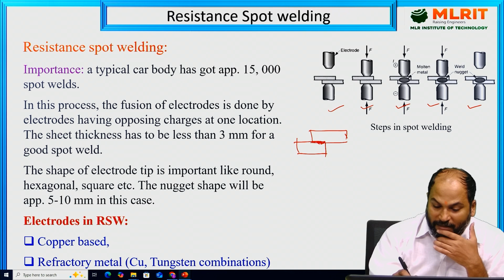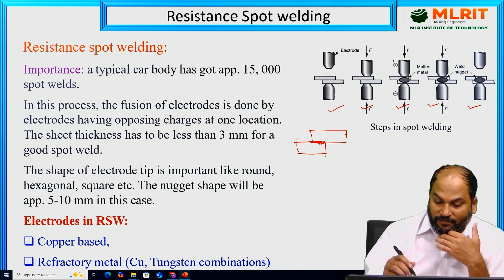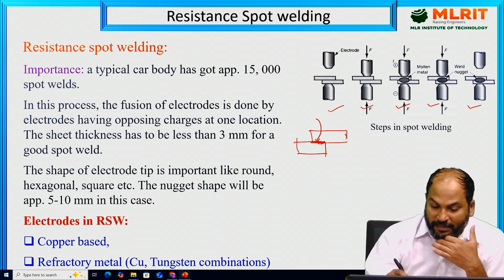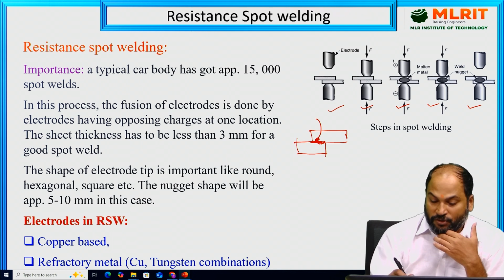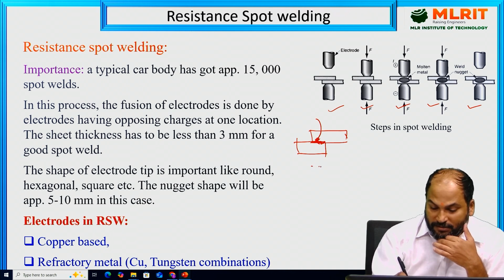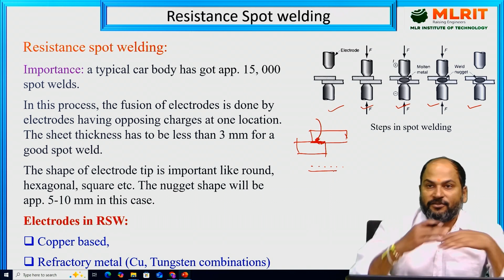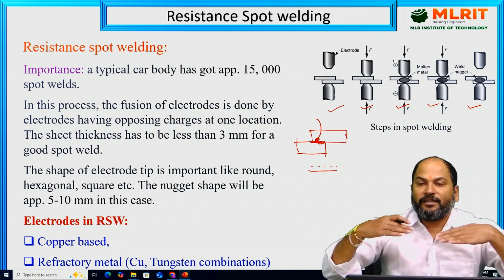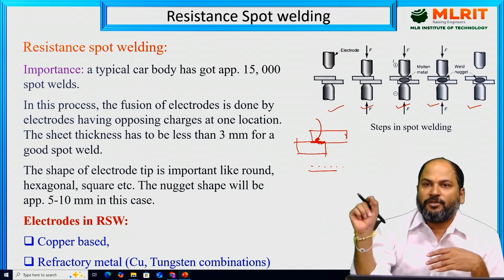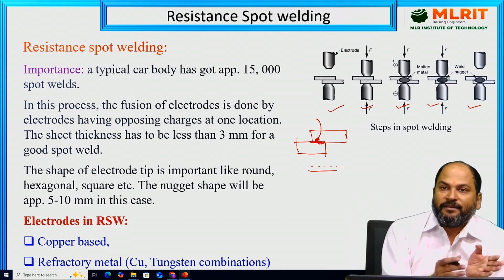This whole part you are not going to weld. Rather, we will simply weld at this particular spot. So it will look like this. It will look like a spot. It is not continuous, just like seam welding. It will be at a particular spot. That's why the name is spot welding.